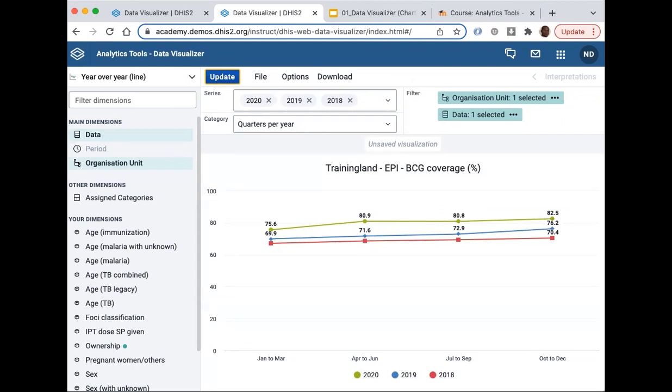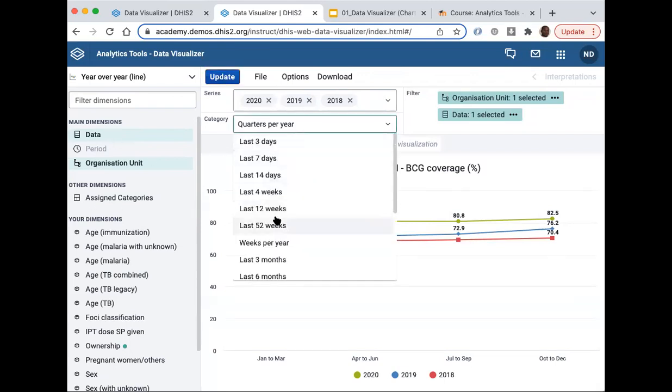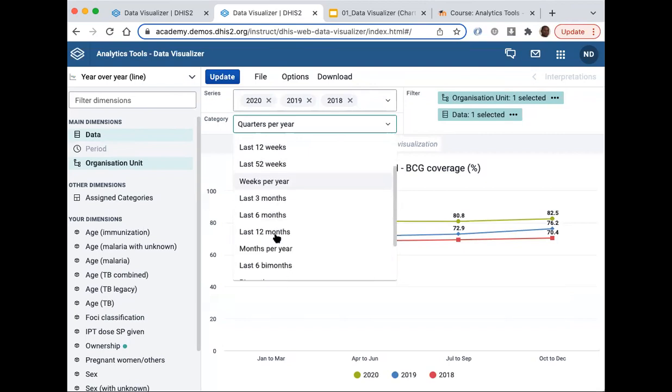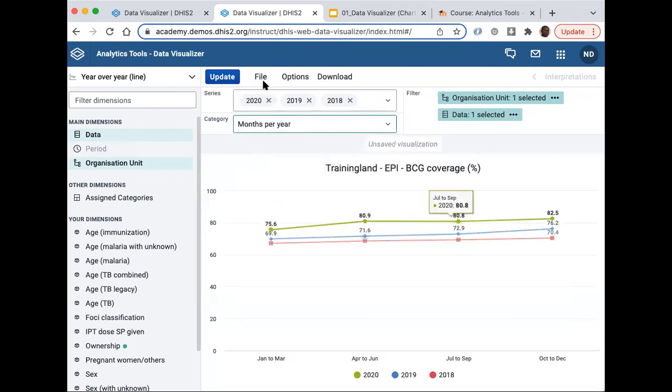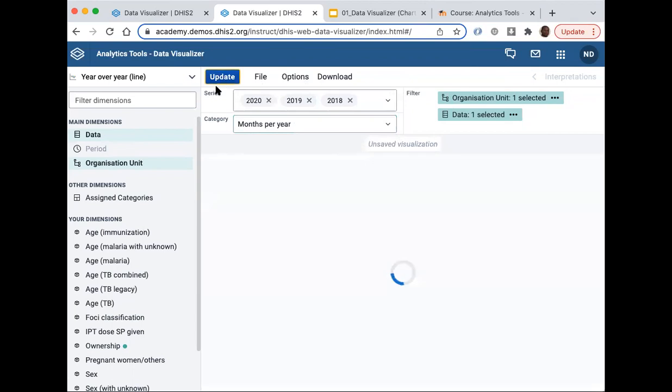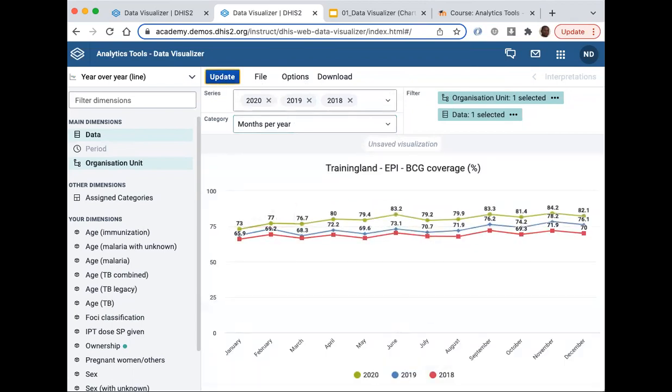So let's say we're going to add maybe a measles campaign. I'm going to take it back to months. Let's have it months. And then we probably want to add two data elements. Let's see how the data elements can compare in here. So let's put it months by year. Okay, we have a chart.